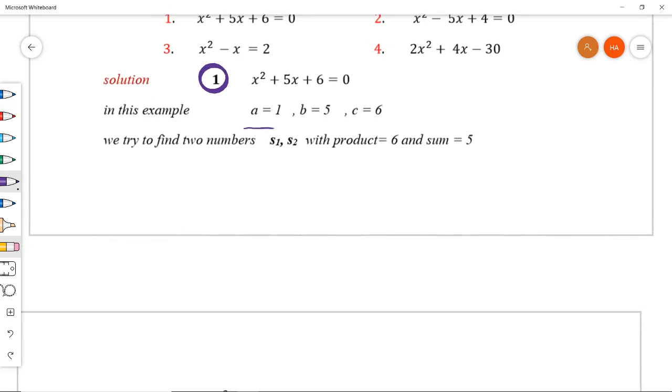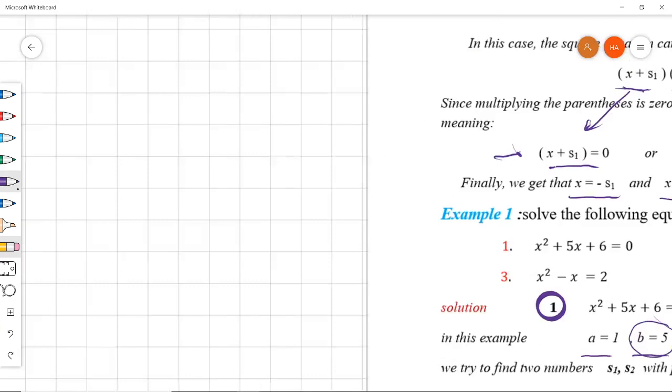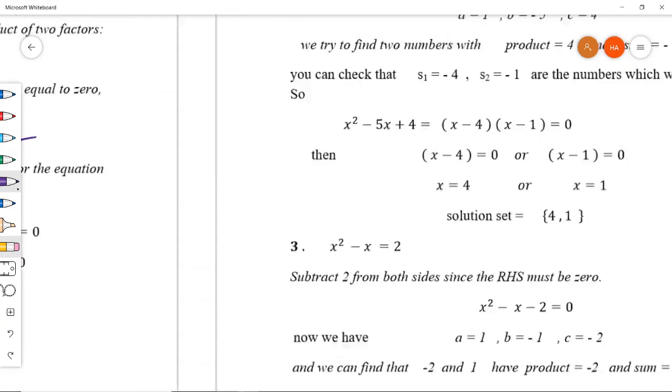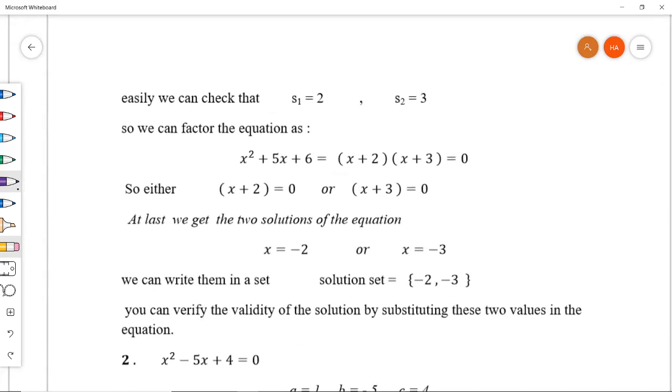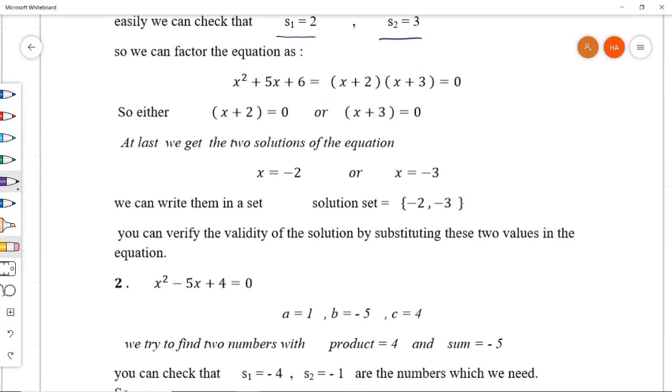Here a equals 1 and b equals 5 and c equals 6. Can we find two numbers, their product equals 6 and their sum equals 5? Yes, 2 and 3. Here, the two numbers are 2 and 3. Their product equals 6, 2 times 3 equals 6. And their sum, 2 plus 3, equals 5. So they are the needed numbers.